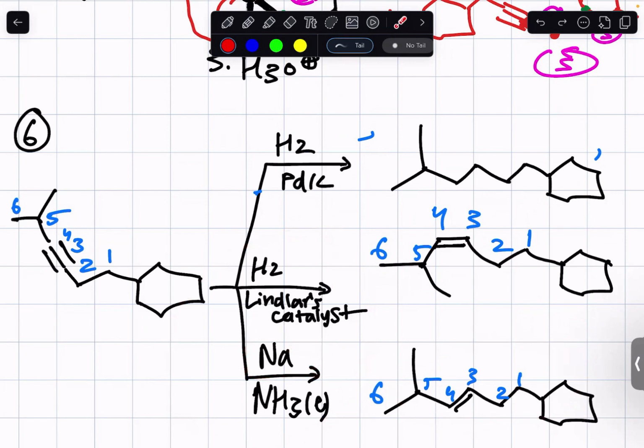Yeah, it will just make a small amount. Alkene will react faster than alkyne. So once it forms, it takes priority.